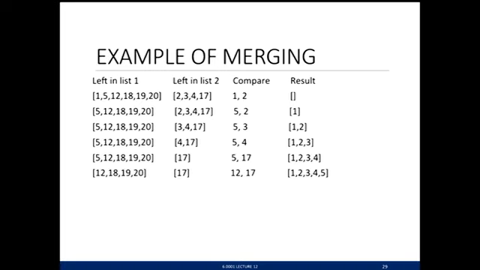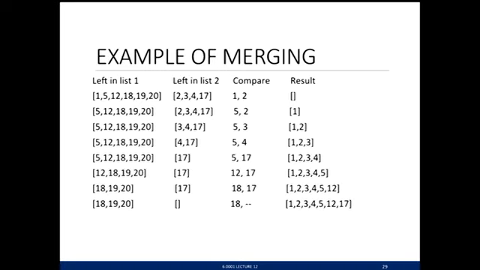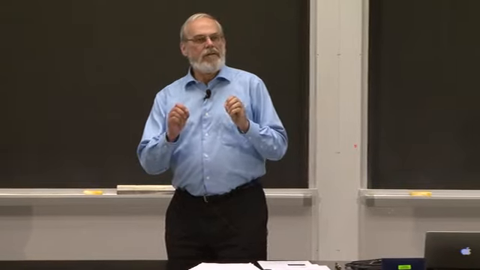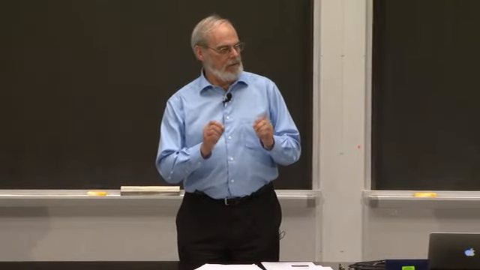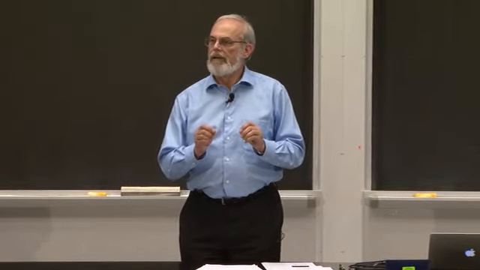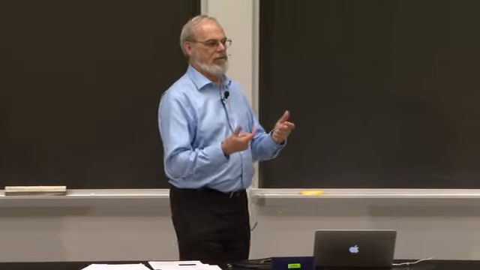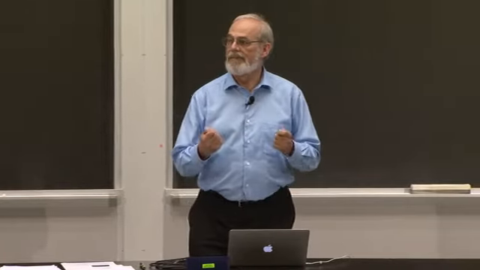The reason I want to give you this visualization, let me do the last step. Once I get to a place where one of the lists is empty, just copy the rest of the list onto the end. You can see already a hint of the code. And that is that I'm only going to ever look at each element of each sublist once as I do the merge. And that's a nice property.